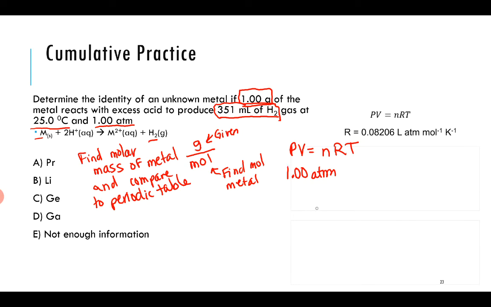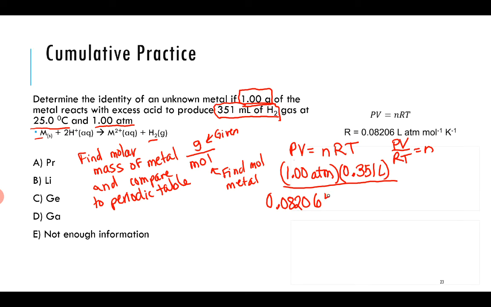My volume, let me do algebra. PV over RT is going to be equal to my n. My volume has to be in liters. So that's going to be 0.351 liters. My R value is 0.08206 in this problem, per mole Kelvin.